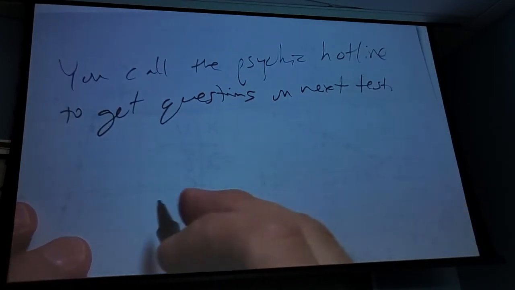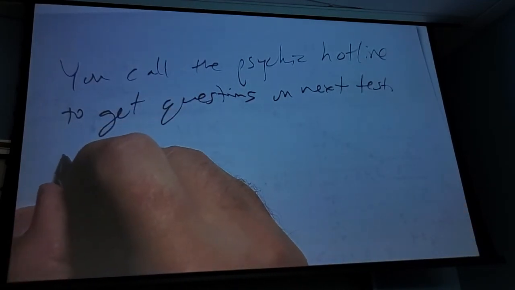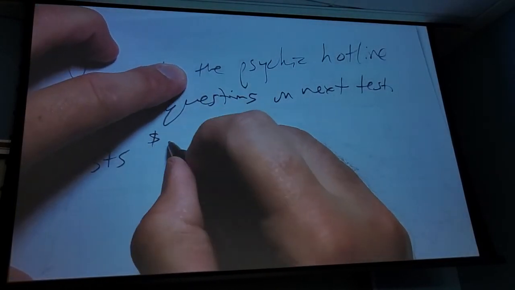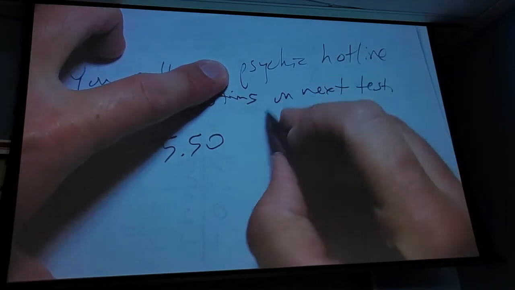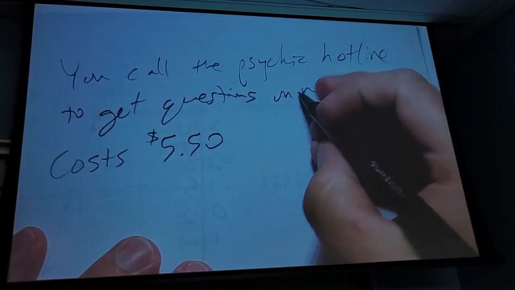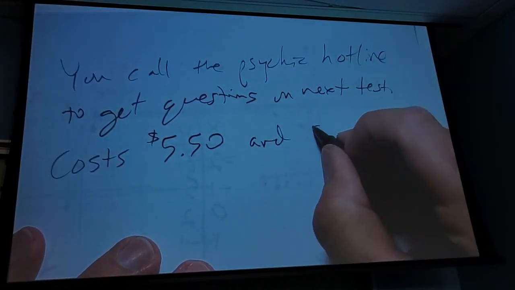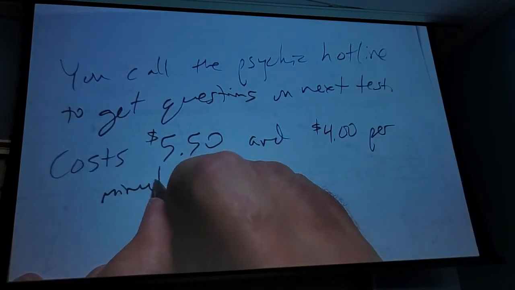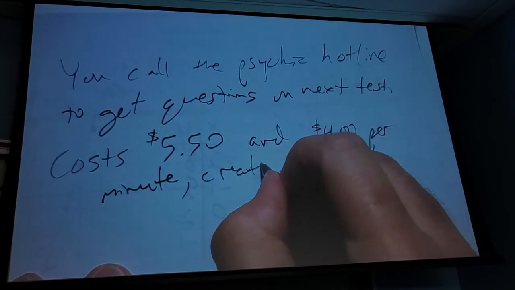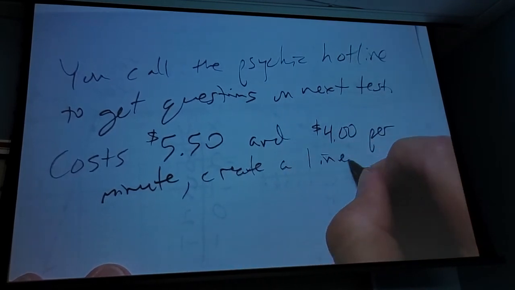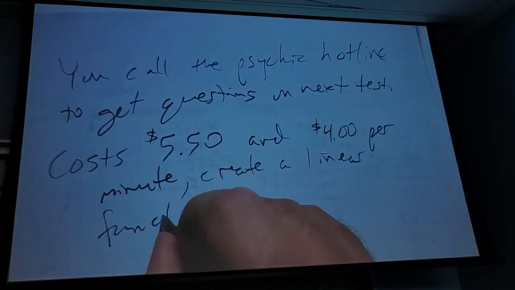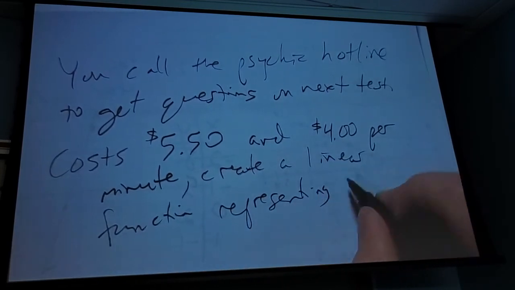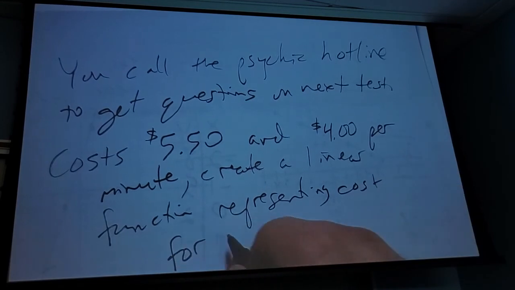You call the psychic hotline to get questions on the next test. If it costs $5.50 just to call and $4 per minute, can you create a linear function representing the cost for x minutes?